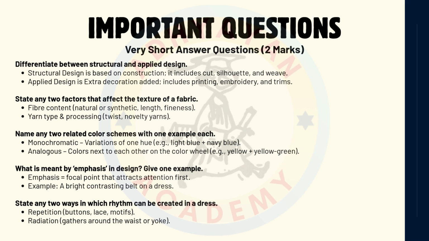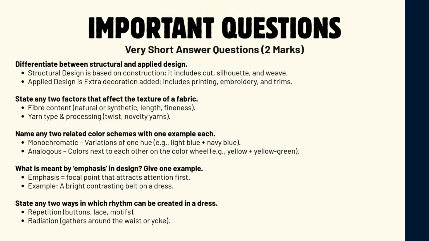What is meant by emphasis in design? Give 1 example. Emphasis is the focal point that attracts attention first. Example, a bright contrasting belt on a dress. State any 2 ways in which rhythm can be created in a dress. Repetition, like buttons, lace, motifs. Radiation, like gathers around the waist or yoke.